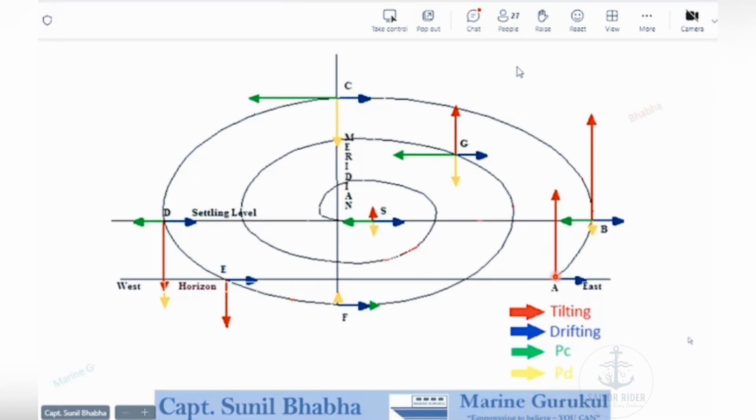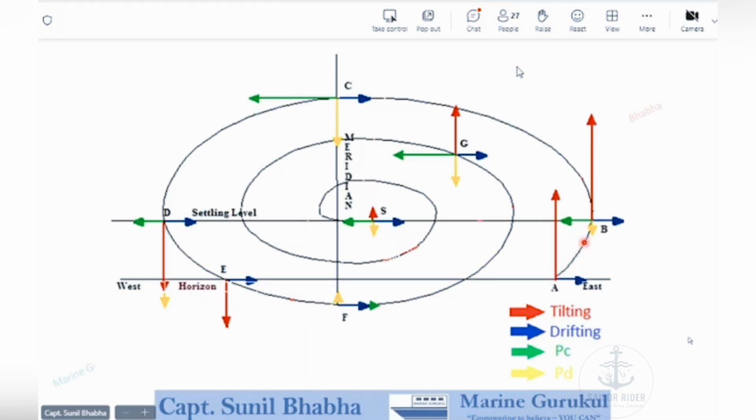Now we start from point A. This point A is exactly the same point A which was there in the ellipse. And at this point, the spin axis is pointing on the horizon. There is no tilt. If there is no tilt, there is no control precession and there is no damping precession. The only 2 forces acting here are upward tilting and eastward drifting. Under the effect of these 2 forces, the spin axis moves eastwards and increases its tilt.